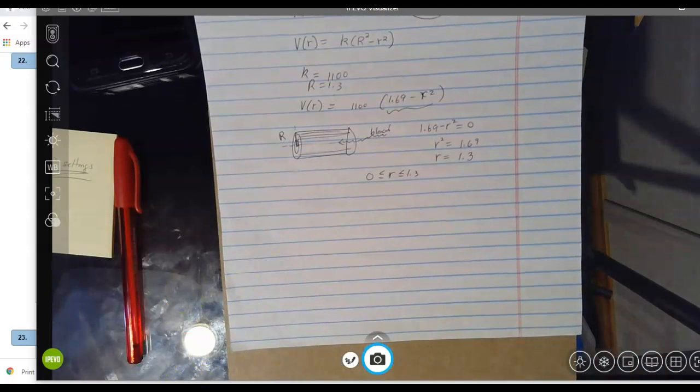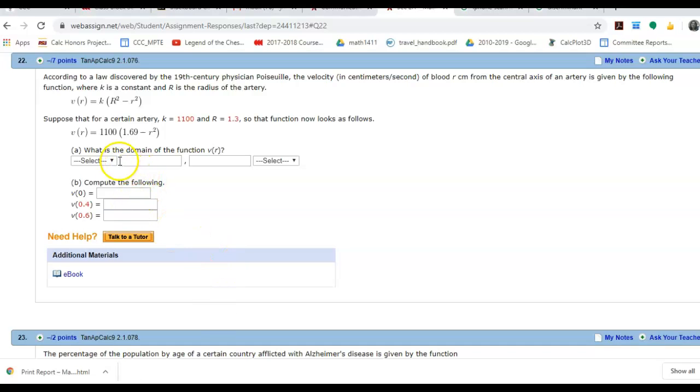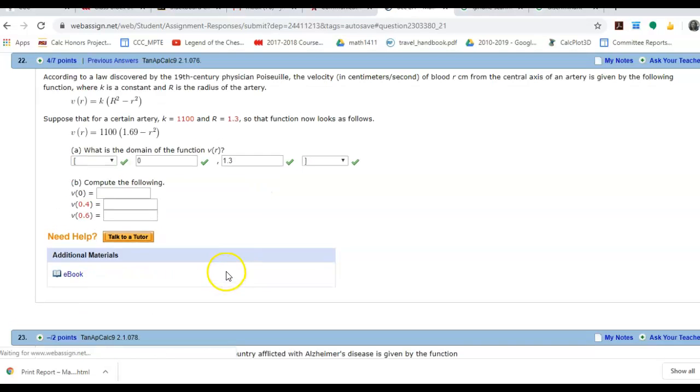I'm going to switch over to WebAssign and put that in. We can include the endpoints. We go from 0, and then 1.3 the max, and then square brackets. I'm going to submit that. And it accepts that. I'm going to let you do the other parts where you actually plug in numbers for r.